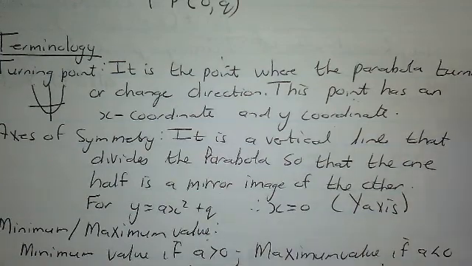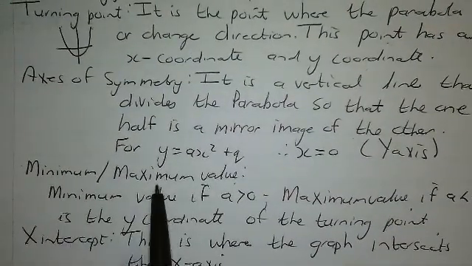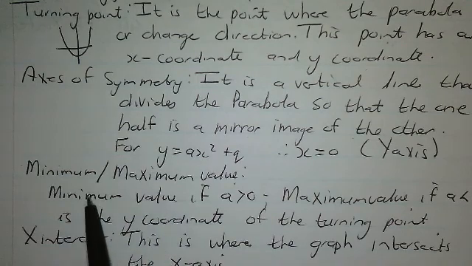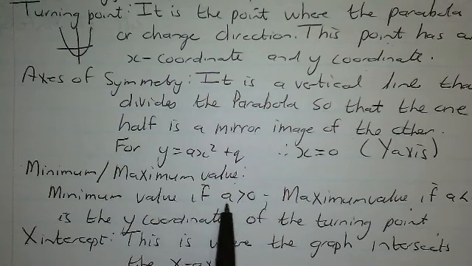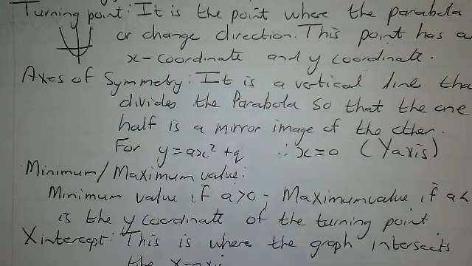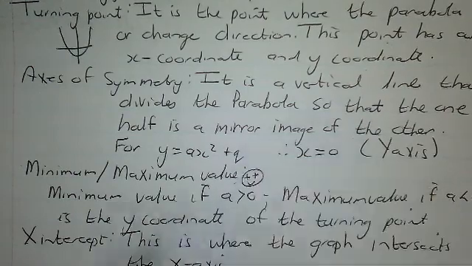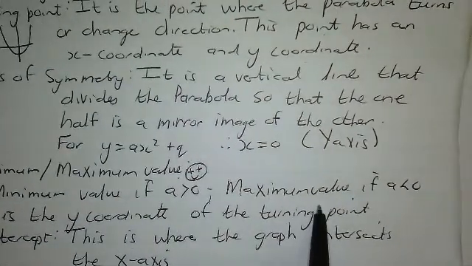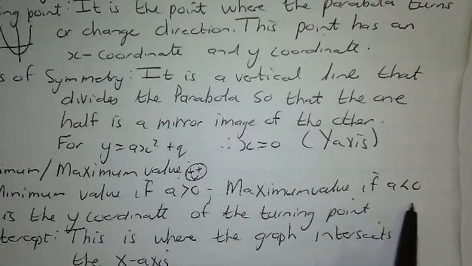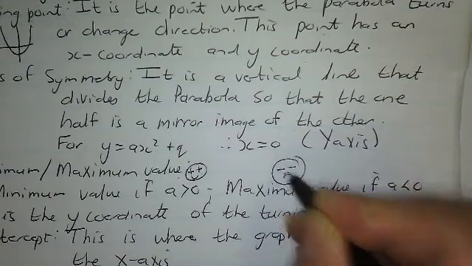Then the next thing you must remember is the minimum value or the maximum value. Now we get a minimum value, that means the lowest value, if the a is greater than 0. Remember, if a is greater than 0, you get your smiley face. So that means your lowest value will be the turning point. The maximum value if the a is less than 0, and that means it's your sad face. So that will be the highest point.